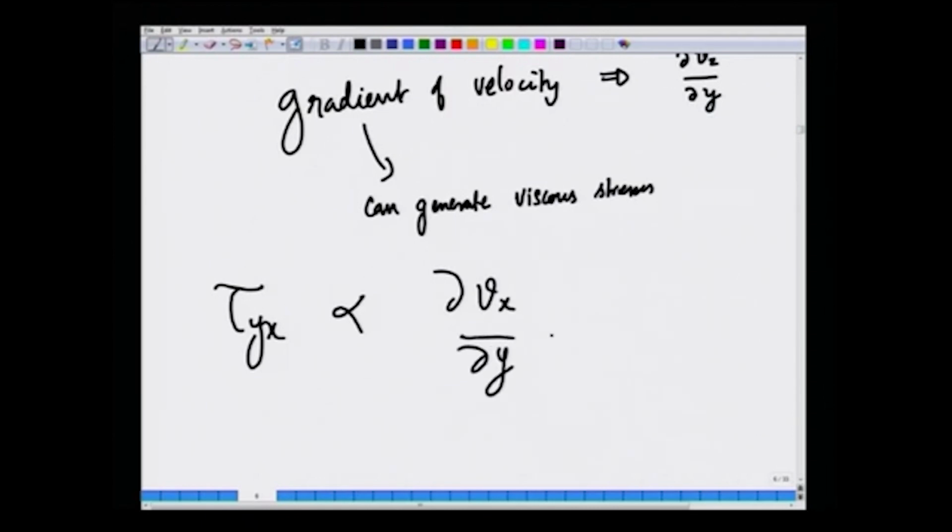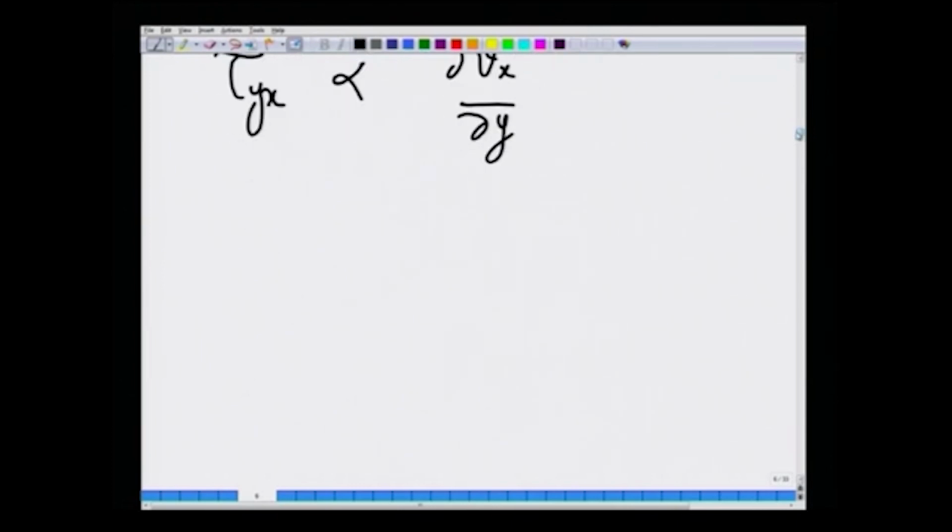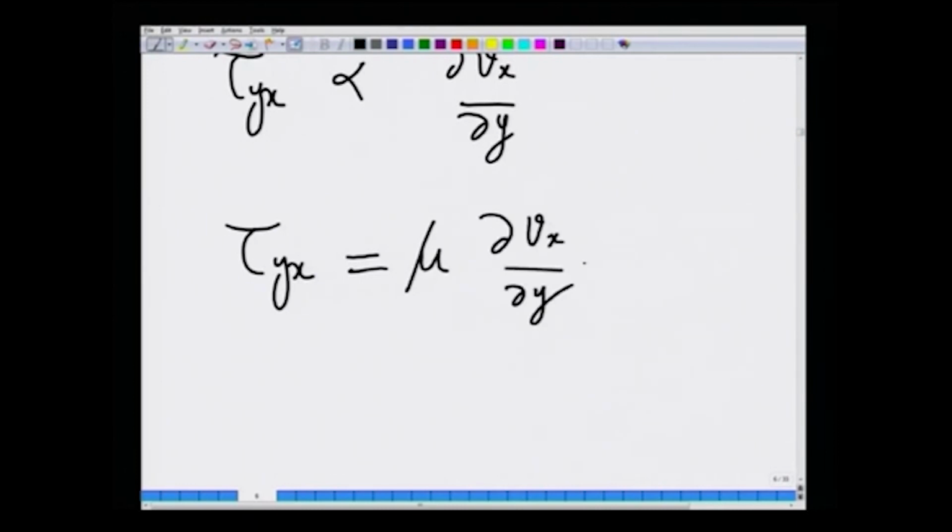du/dy. The constant of proportionality is called the viscosity of the fluid. This is called the viscosity.